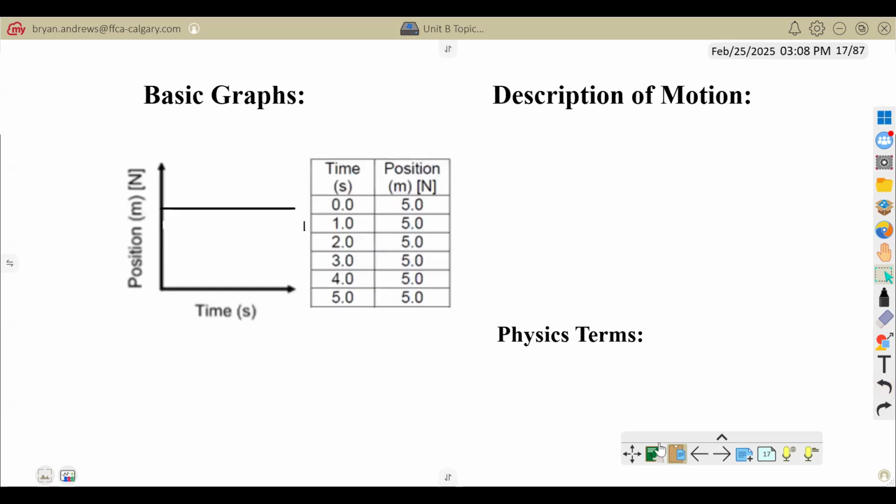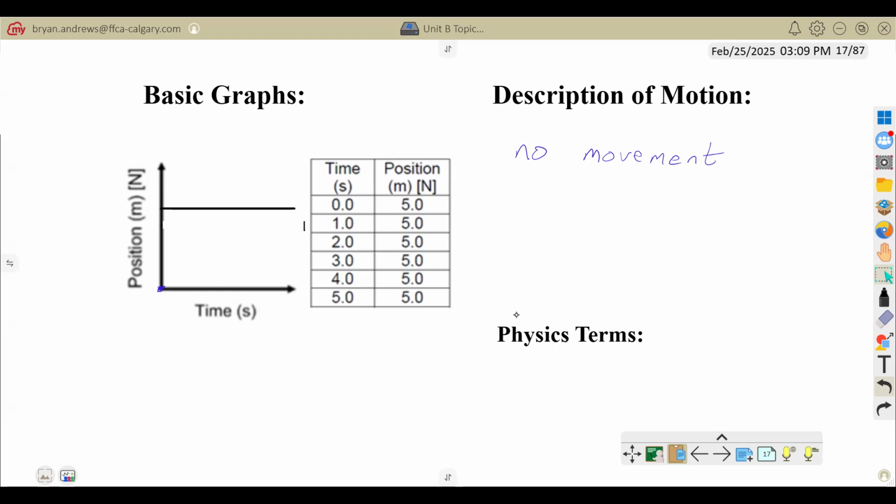So let's just kind of jump into what some of these things are going to look like. So here on this basic graph, we see that the position is going to be at 5 meters north of the reference point. Reference point will always be here at 0. And so for the past 5 seconds, it has stayed at 5 meters north of whatever the reference point is. So basically that means we would describe this as no movement. The object is not moving.